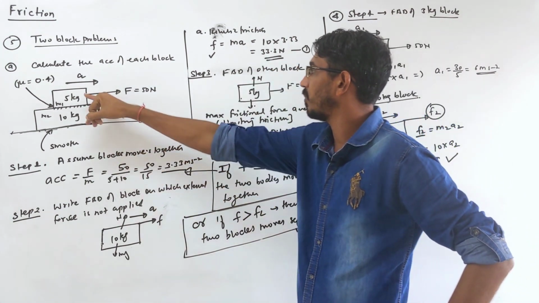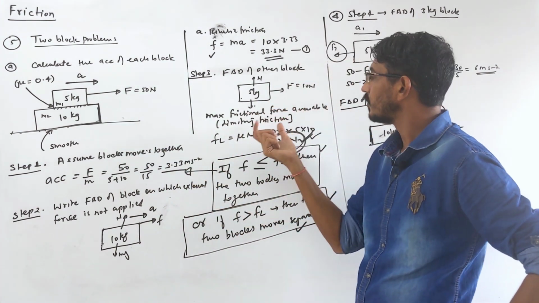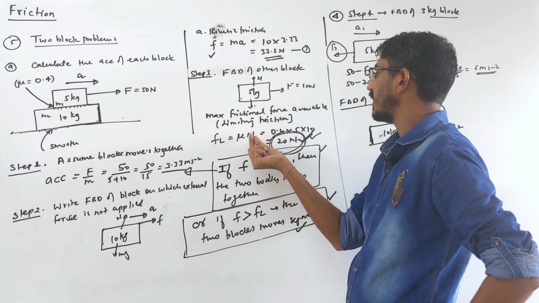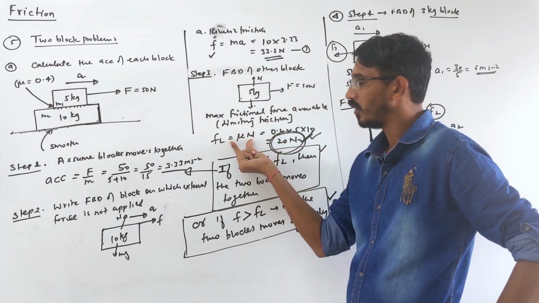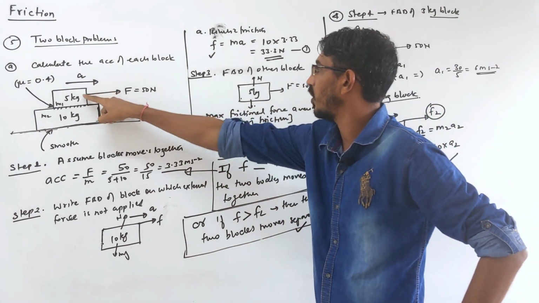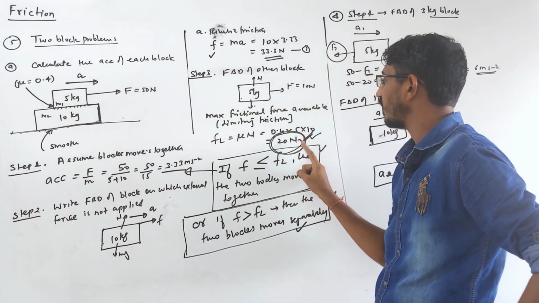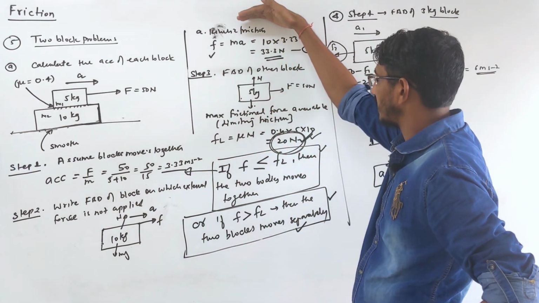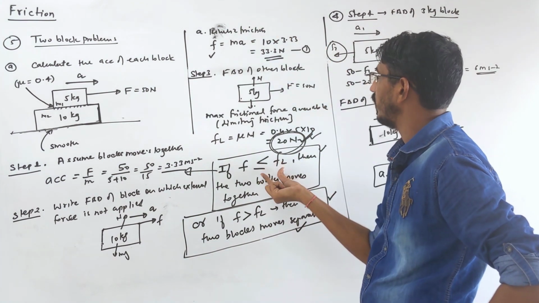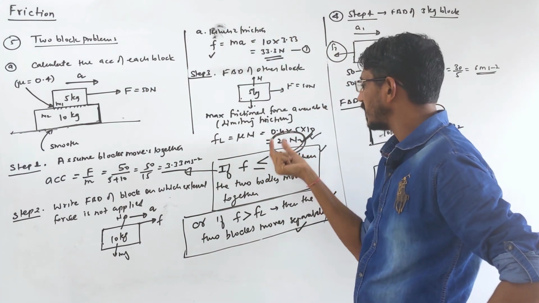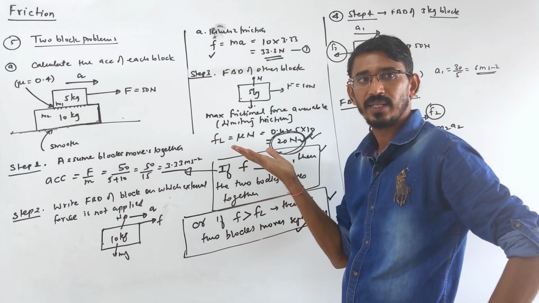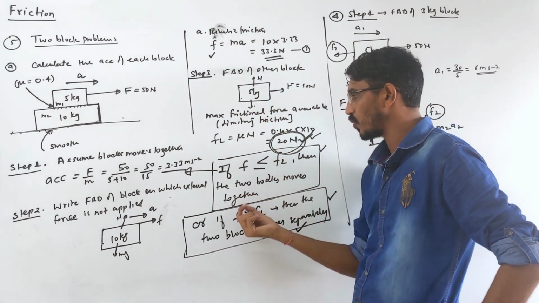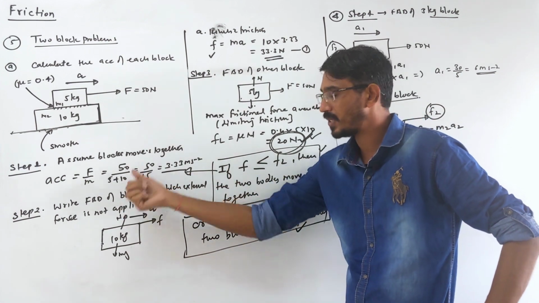Then we write the FBD of the other block and check how much is the maximum frictional force available. The limiting frictional force is simply mu into N of that block. Mu we know, and N of that block is mg. We calculate 20 Newton. Now you have to check whether this kinetic frictional force is less than or equal to the limiting one. This is the maximum frictional force available, correct? If this value is less than or equal to that, then the two blocks move together. Acceleration will be simply that answer only, done.